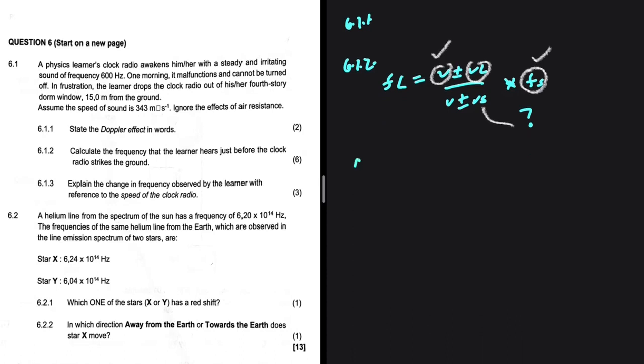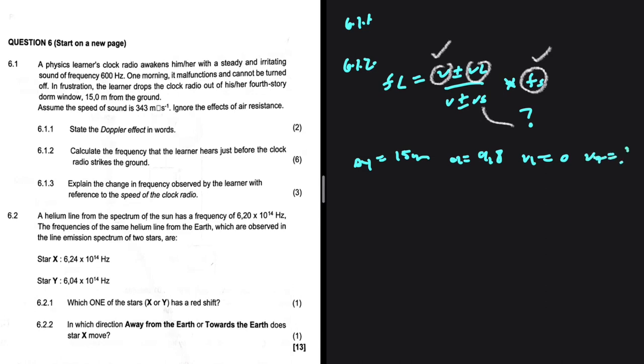We have the displacement, which is 15 meters. We have our acceleration, obviously, 9.8. We have VI, which is equal to 0, because the learner dropped the clock. And what else do we have? I think that is all we need. We are looking for VF.